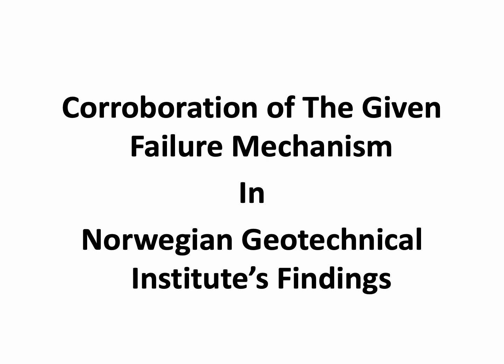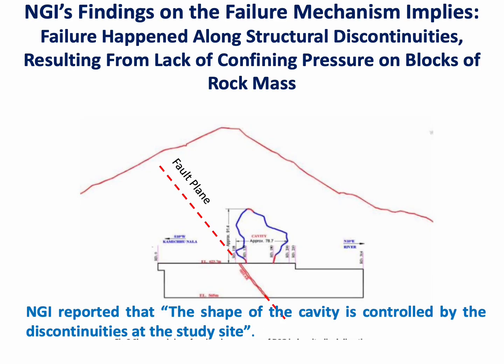This mechanism is corroborated in the Norwegian Geotechnical Institute's findings also. NGI's finding on the failure mechanism implies failure happened along structural discontinuities. It mentions that failure happened along structural discontinuities resulting from lack of confining pressure on blocks of rock mass. So the NGI report also says that failure happened along structural discontinuities resulting from lack of confining pressure on blocks of rock mass. This is the fault plane.